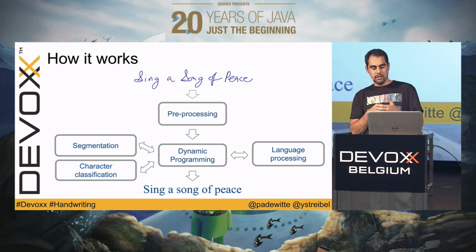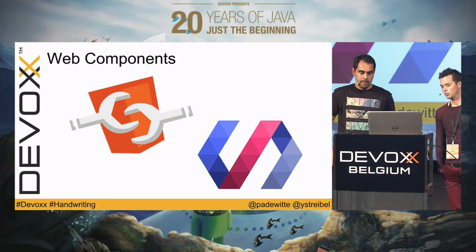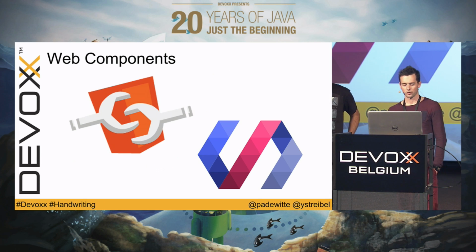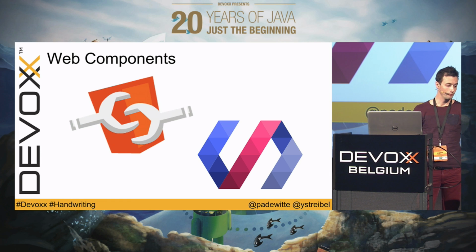We use this technology in our server part. We have some REST and WebSocket endpoints. On top of them, we build some web components to ease using handwriting recognition in a web app. We decided to do that to help people add handwriting recognition to their web applications. To do that, we decided to use web components.